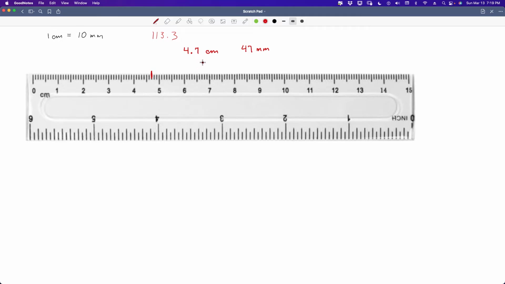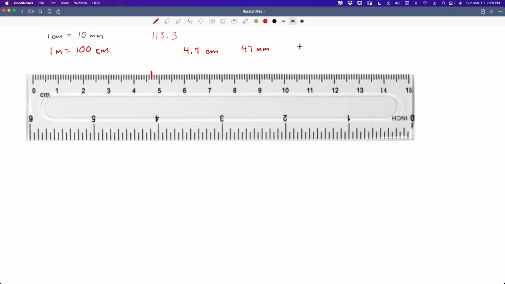So one of the other things that we know about the metric system, being a base 10, is the next unit of measure up is going to be the meter. And in 1 meter, there are 100 centimeters. So for every 100 centimeters, you have 1 meter. So you would be able to convert 4.7 centimeters by dividing this by 100, and you would get the number of meters. When we divide by 100, we simply shift the decimal place over 2.